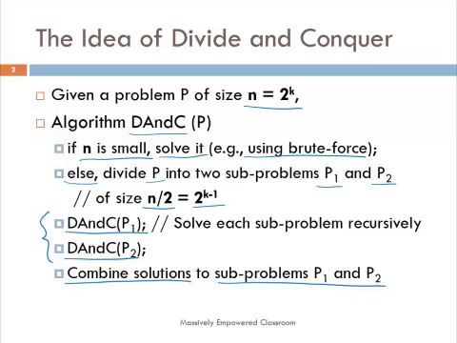So the generic algorithm is: check to see if the problem is small. If it is so, solve it directly or using a brute force method. If it is not small, divide it into subproblems, solve those subproblems recursively by calling the same DAndC algorithm, and then combine the solutions to the subproblems to obtain the solution for the overall problem. This is the general method of divide and conquer.